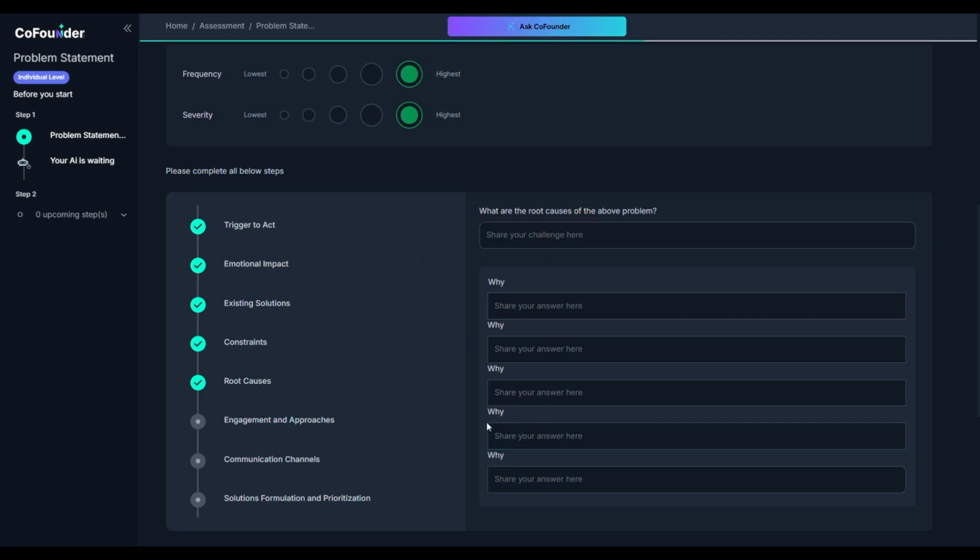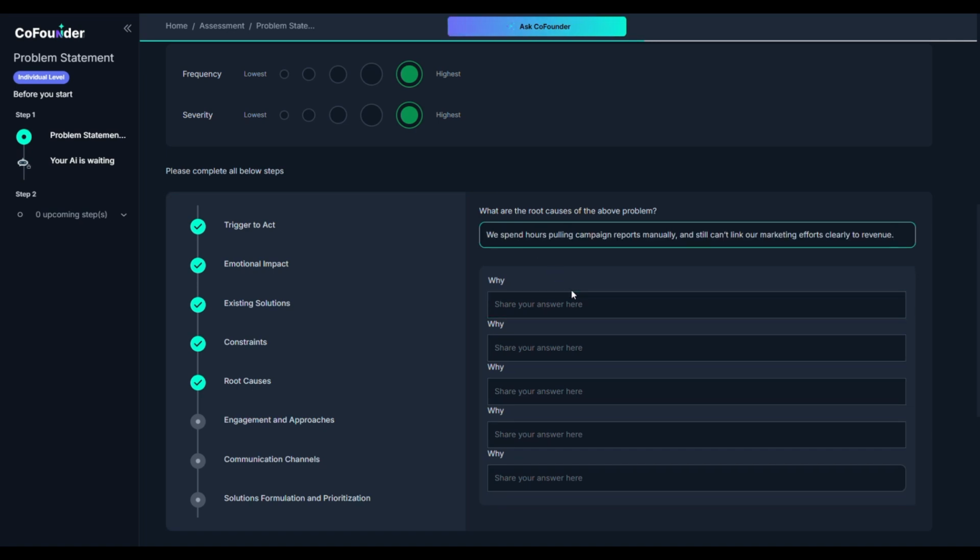It's tempting to stop at the symptoms, but real innovation demands we go deeper. CoFounder uses the classic 5 whys technique to help you dig beneath the surface, turning noise into clarity. It's not about getting it perfect, it's about getting real. Think of it as peeling the onion. Each layer gets us closer to the core.